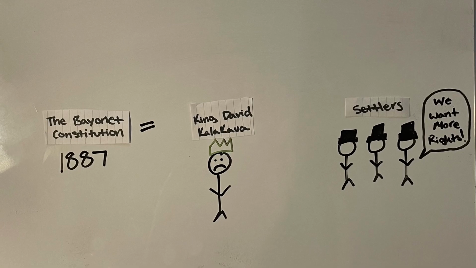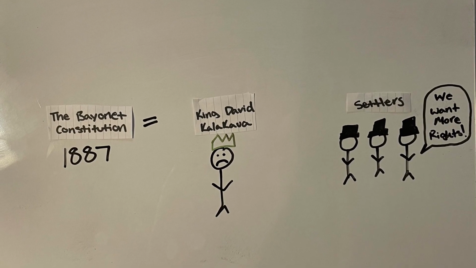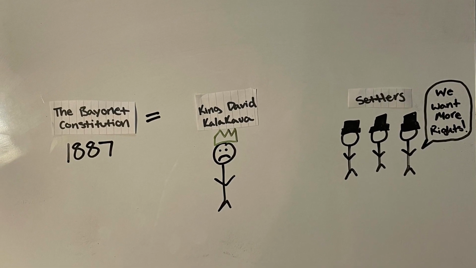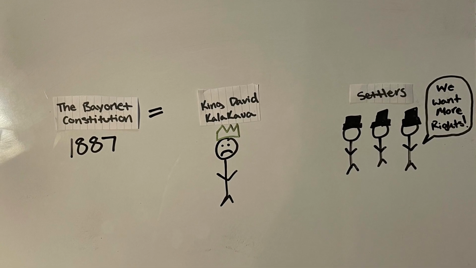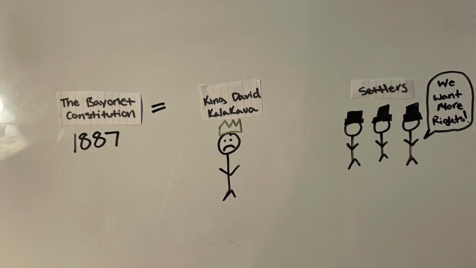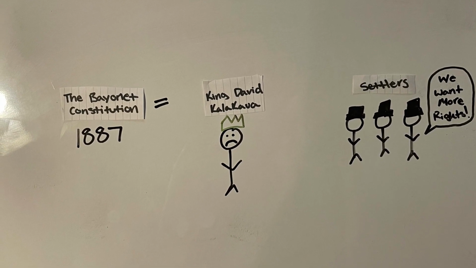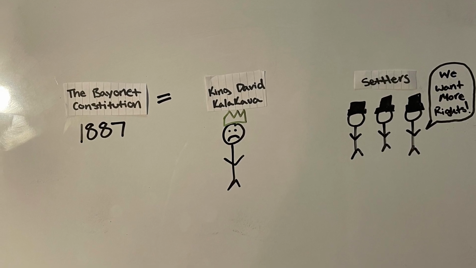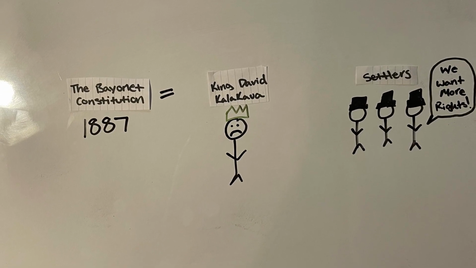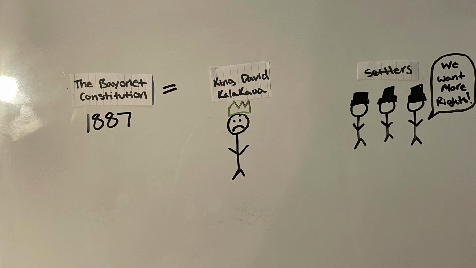One of these key moments was the signing of the Bayonet Constitution in 1887, when King David Kalakaua was coerced to sign a constitution that was used to remove the Hawaiian monarchy's power leading up to the occupation and annexation. The constitution was also used as a way to give settlers more rights.